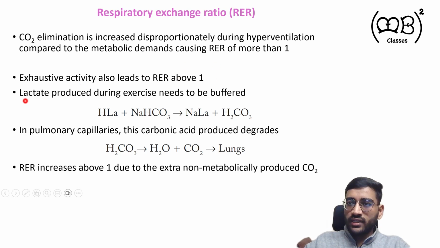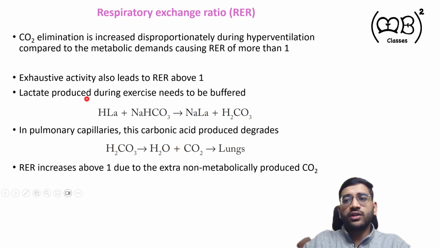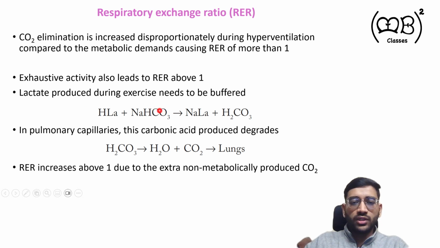During an anaerobic exercise, there is production of lactate. This lactate must be buffered, because we don't want our pH to be increased. So for buffering, we use sodium bicarbonate. The sodium bicarbonate, which buffers lactate, produces carbonic acid. It's a weak acid, and in pulmonary capillaries, this carbonic acid is degraded into water and carbon dioxide. This carbon dioxide is then expired out through the lungs.